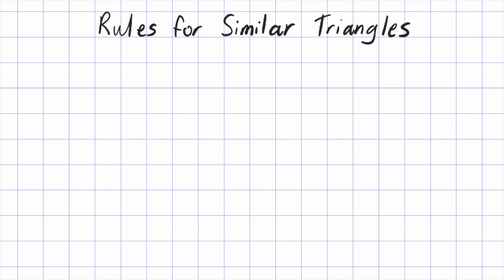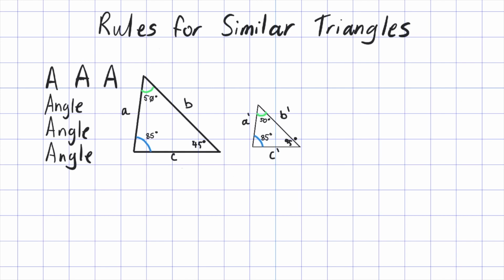Our very first rule for similar triangles that we're going to look at is AAA, and this stands for angle, angle, angle. Now what this means is that if we have two triangles and in each triangle, the corresponding angles, as you can see here, are all equal. That means that these two triangles are going to be similar.